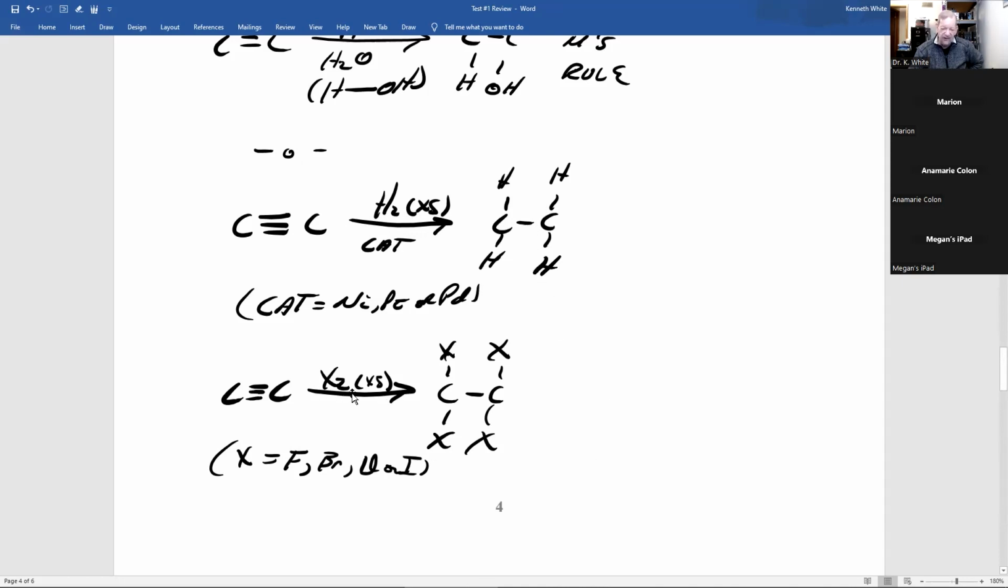Same thing with halogenation. Again, we use that little abbreviation, bracket, XS, close bracket. And you break the 2 pi bonds, and each carbon of the triple bond now gets not 2 hydrogens, but 2 halogens.